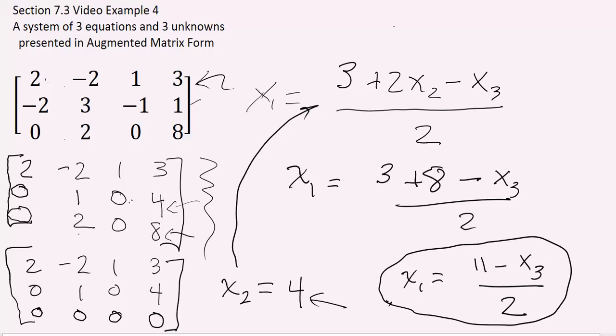once we got to that point, you can see that row 2 and row 3 are just an integer multiple of one another. So we really didn't have 3 equations and 3 unknowns. We really had 2 equations and 3 unknowns. So we were never going to be able to find a unique solution. In this case, we found an infinite number of solutions. And that's it for example 4.